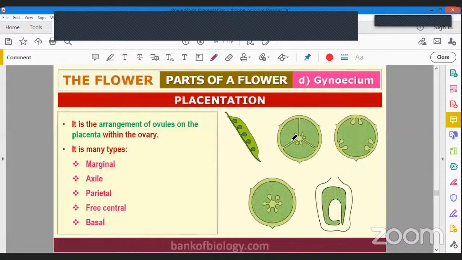Placentation. So what is placentation? The arrangement of ovules on the placenta within the ovary is called placentation.